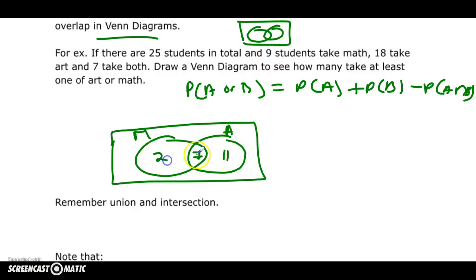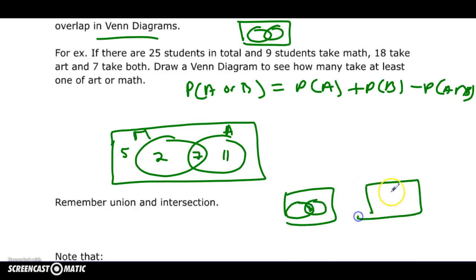This is 9, that's 2, and then I was told that there were 25 students in total, so 2 plus 7 is 9 plus 11 is 20, which means 5 don't take either. Okay, so we talked about union and intersection. This is the intersection. The union is the or part, so it's everything in both circles, including the overlap here.